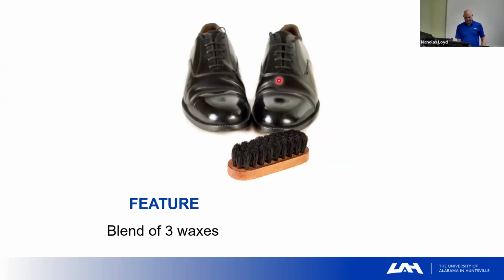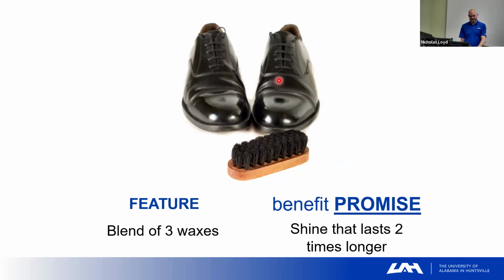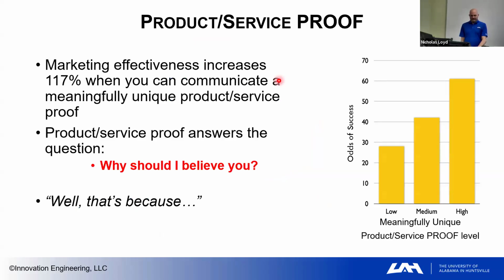Feature. A blend of 3 waxes. Okay, that's great. Is that good? Is it bad? There's other people who do 5. Or 1. Does 3 waxes make it better or worse? Don't try to sell features. What is the benefit? What do I get out of this? The shine will last twice as long. Okay, that's what I get. Benefit promise. So being able to articulate benefit promises is very important. And I'll beat you up if you don't, like in your project.